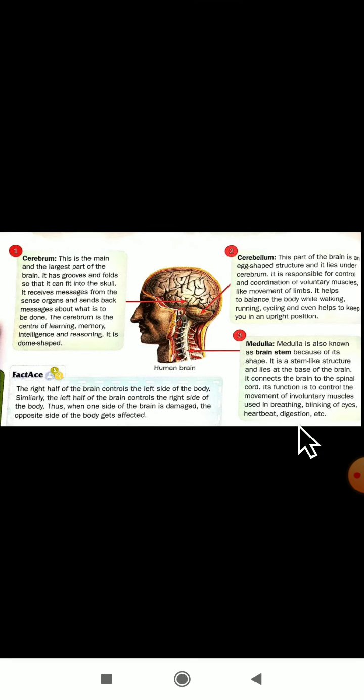So this is all about the parts of the brain we have studied. I hope you have understood about the brain here.